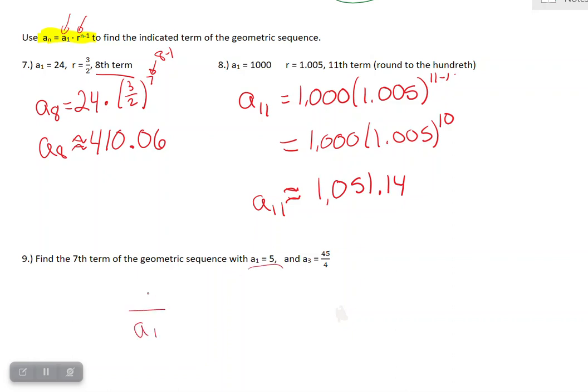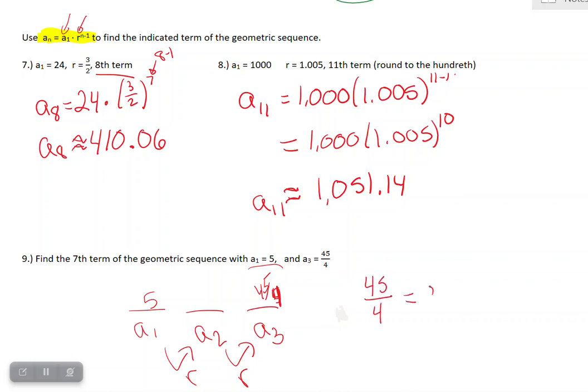I know that a sub 1 equals 5. I know a sub 3 is going to be 45 fourths. But I don't know the second one, so I really don't know what's happening here, but I know I'm multiplying it twice. So think about what we are. We're on the third term. The third term generates 45/4. And to get that, I'm going to take the first term and multiply it by the ratio. Again, third term, n minus 1, it's going to be squared.